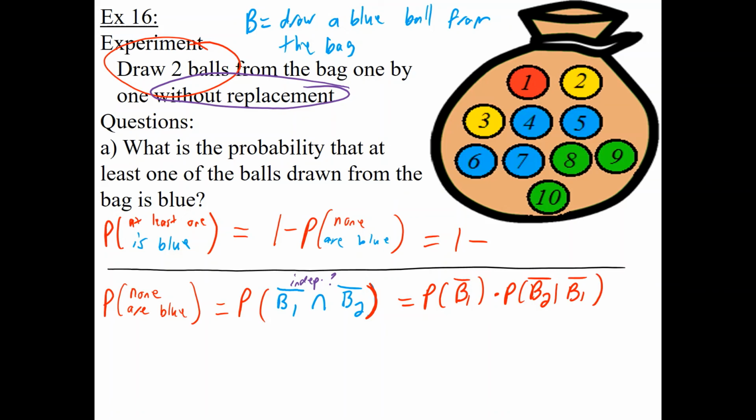All right, what's the probability the first one is not blue? Well, you can see there's 4 that are blue. That means there's 6 that are not blue. 6 non-blue over 10 total.